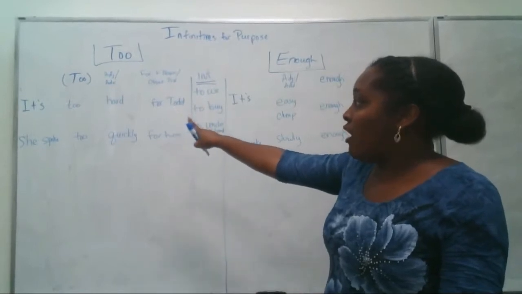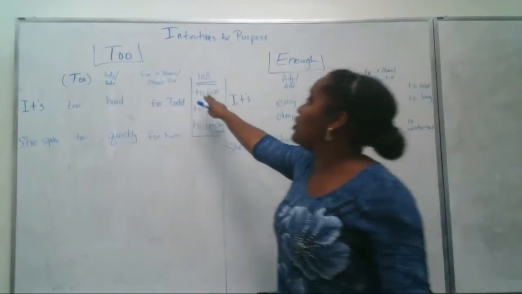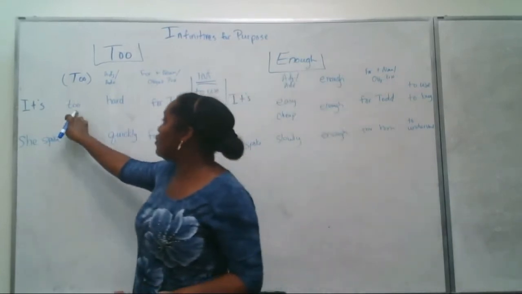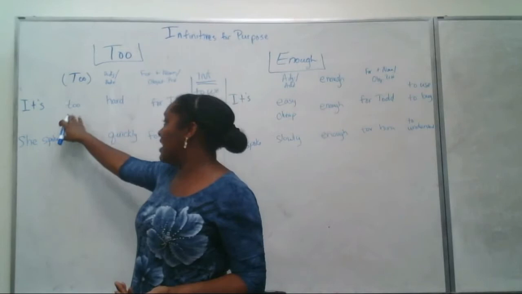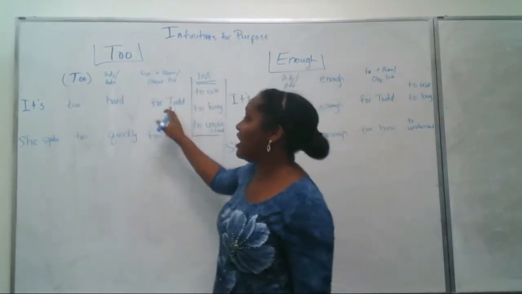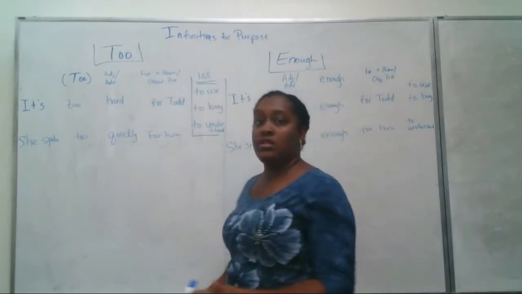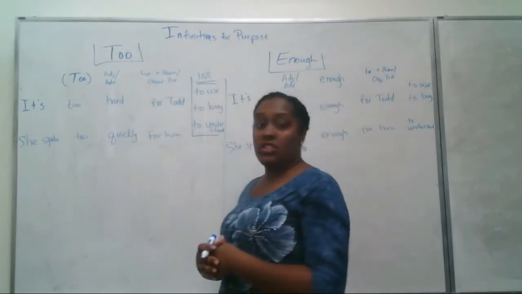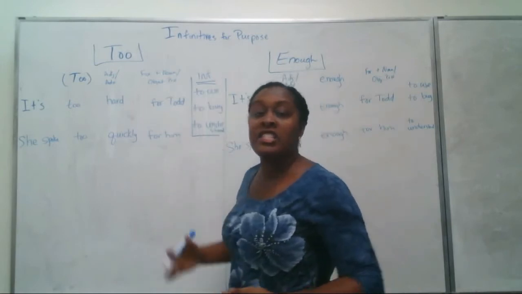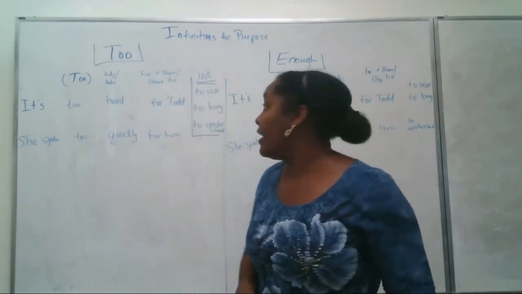It's too hard for Todd to use. So it's giving you a reason why. So when we say too hard, that's your reason. It's too hard for Todd to use, to buy, to understand. Okay, so your infinitive's here. But this sentence expresses a purpose, okay, a reason.